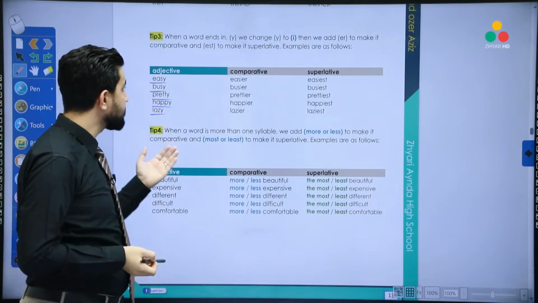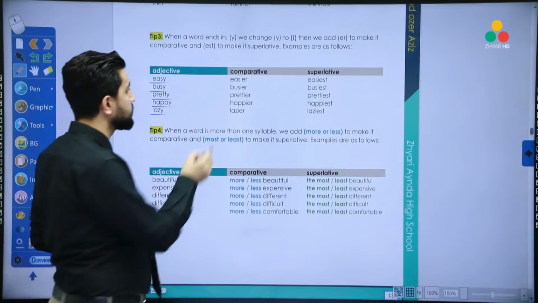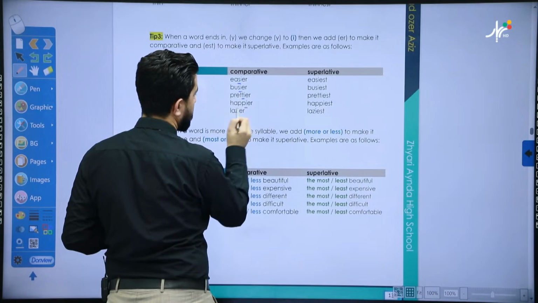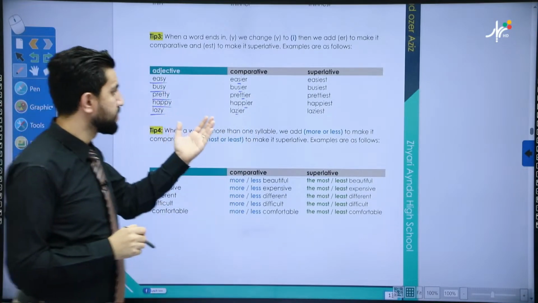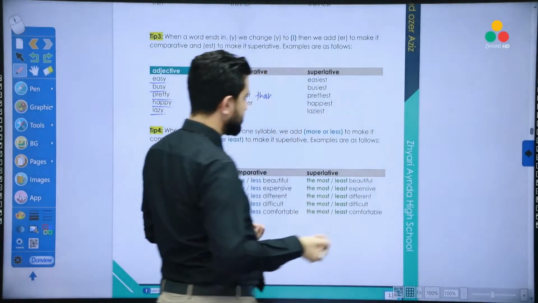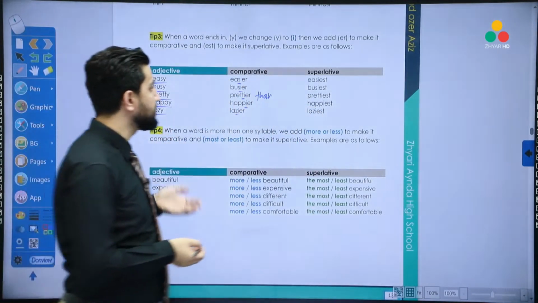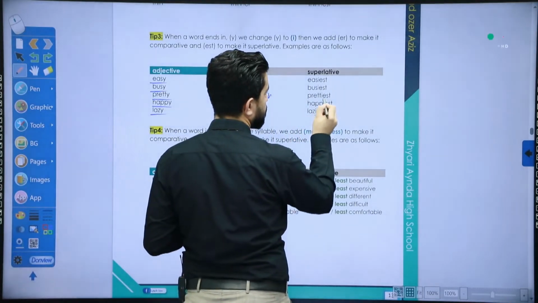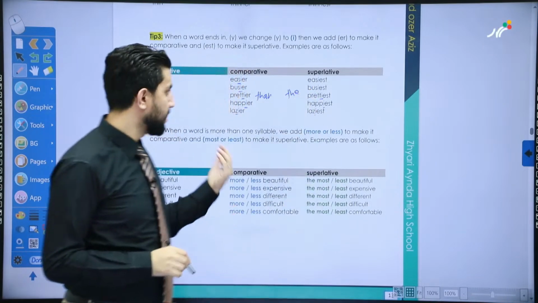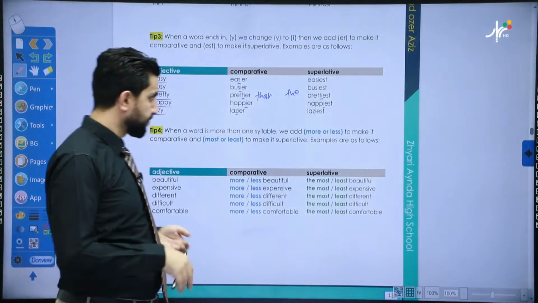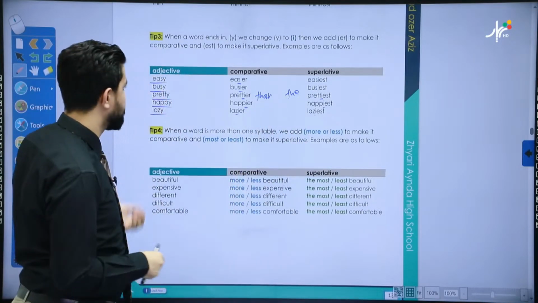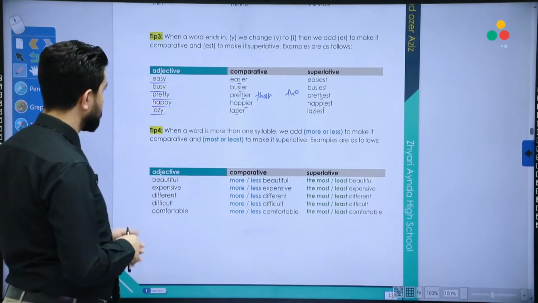In this case, they end in Y, okay? In this case, we change it to I, okay? And then we add ER to make it comparative. And then, of course, we need than. And then easiest, busiest, prettiest, happiest, laziest. In this case, we also change it, then we add EST. The easiest question, the busiest street, the prettiest girl, the happiest person, the happiest student. In this case, we can say it this way.